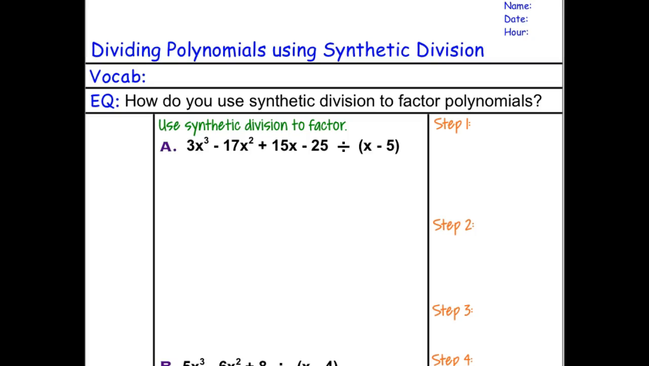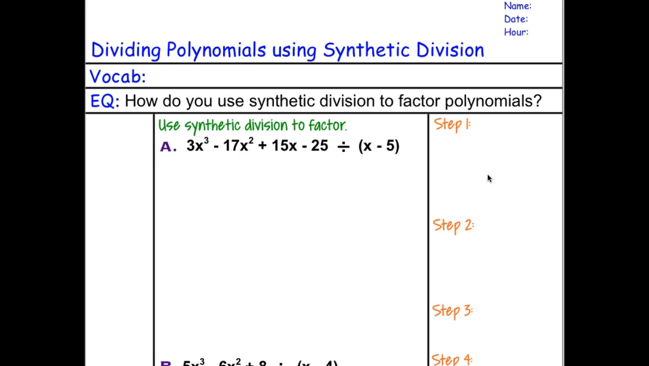Now that we've had a chance to battle through some long division, we're going to go through synthetic division. Synthetic division sounds far more complicated. It's actually a whole lot more simple, and a lot of you will probably prefer synthetic division in the end, and that is fine. So we get a similar problem to what we had before. Now we've got 3x cubed minus 17x squared plus 15x minus 25 divided by x minus 5.